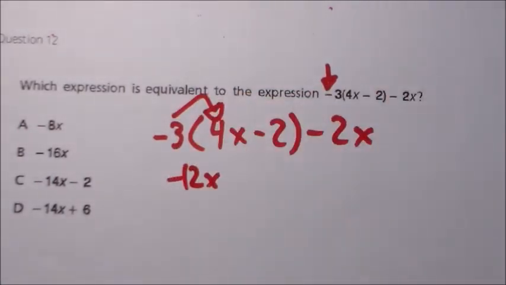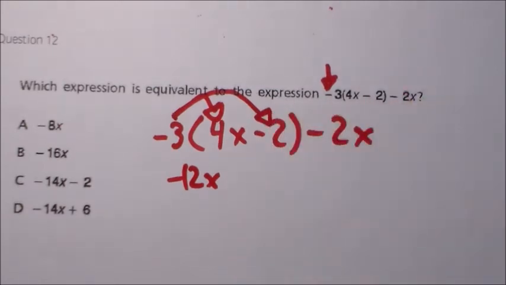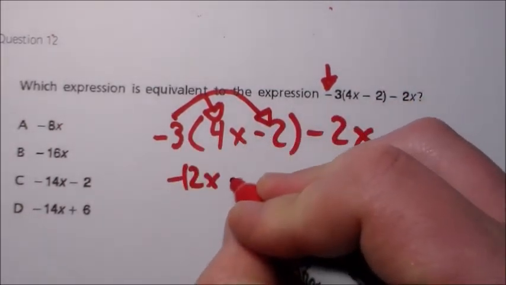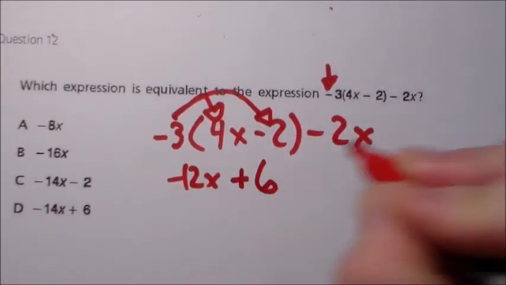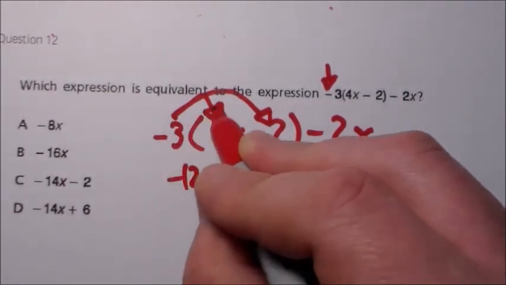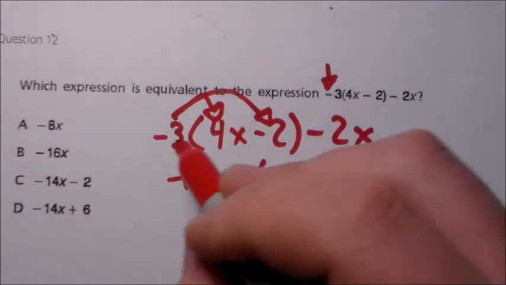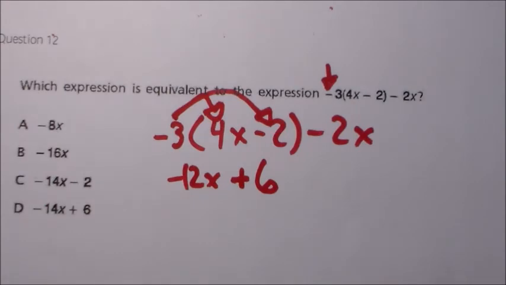Negative 3 times 4x is negative 12x. And this is negative 3 times minus 2. It's going to be a negative times a negative, which leads to a positive 6. A lot of people are going to get that wrong, but we're not. We know this negative 3 carries forward to this minus 2 and becomes positive 6, because a negative times a negative is a positive.